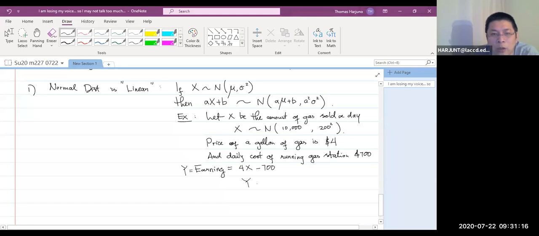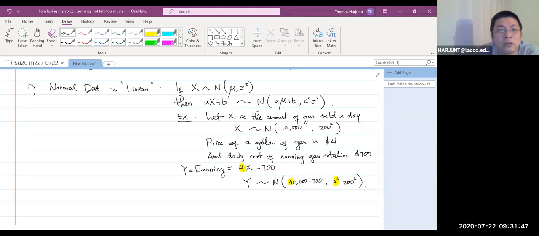Then Y will be normally distributed with mean 40,000, I'm sorry, 40,000 minus 700. Okay, and the variance will be 4 squared times 200 squared. Okay, I try to show you this. This guy here comes to this 4 times 10,000 and 4 squared here.